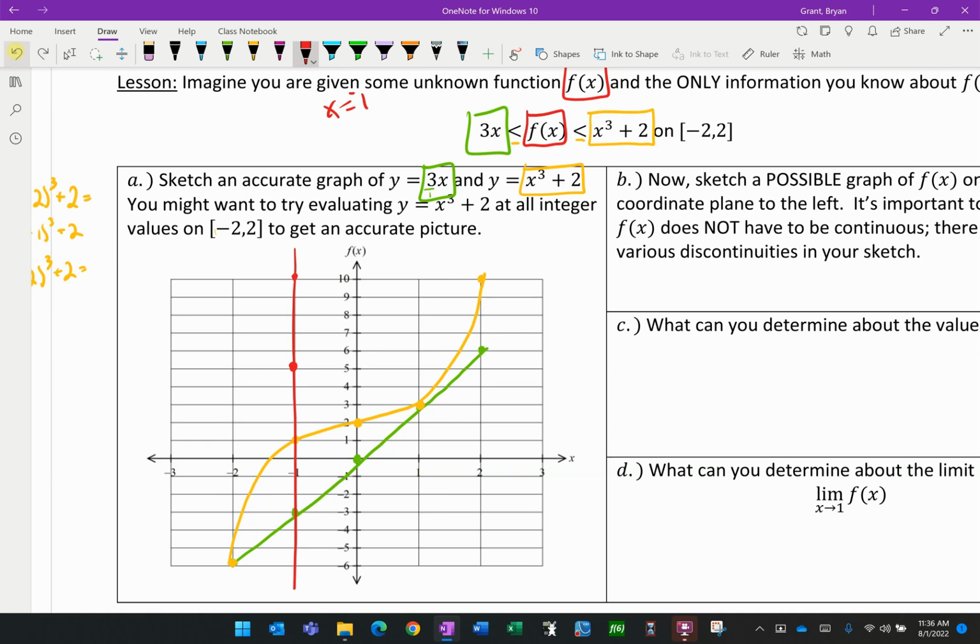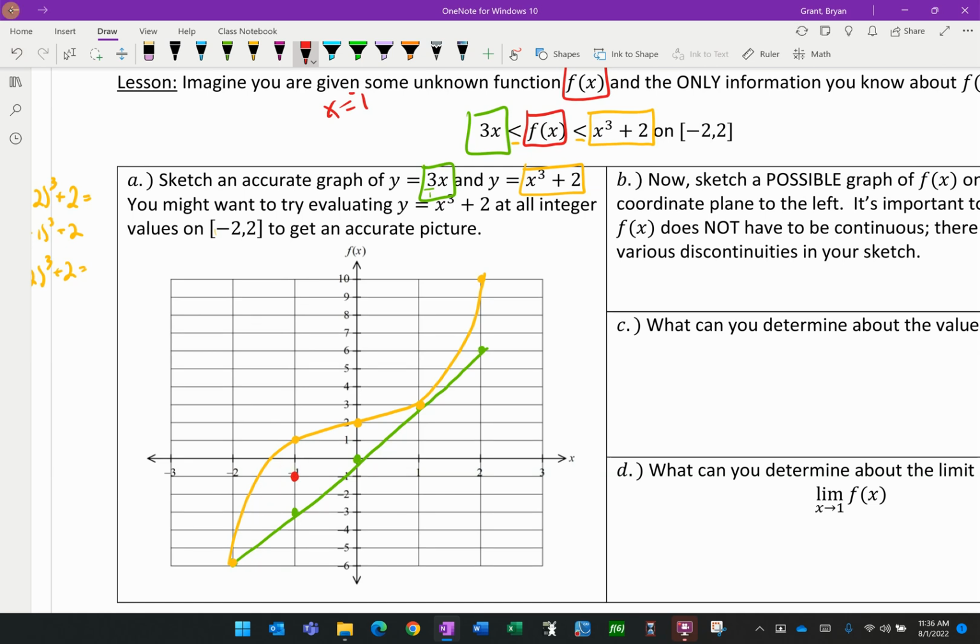So we have all sorts of different outputs on here. The question becomes, though, where does f of x's output have to be? Based on this inequality, f of x has to be greater than 3x, so it has to be above this one, and less than x cubed plus 2. That means it can be anywhere in this space, and it doesn't matter what. You can put it right in the middle if you want, and so on and so forth.